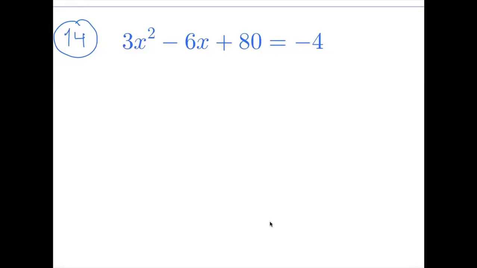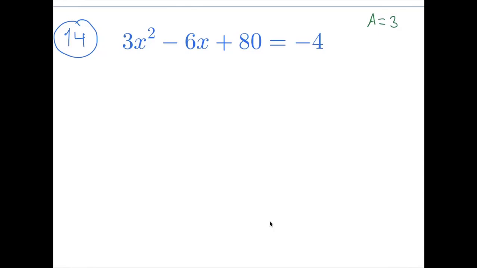All right, we have this last example we're going to do, number 14. We have 3x squared minus 6x plus 80 equals -4. And again, remember, this is on the complex solutions problems. So we know that we're going to end up having, like we had in the last problem, an imaginary number situation. But we're going to start off by letting us know that we do have a value of a. a is going to equal 3.